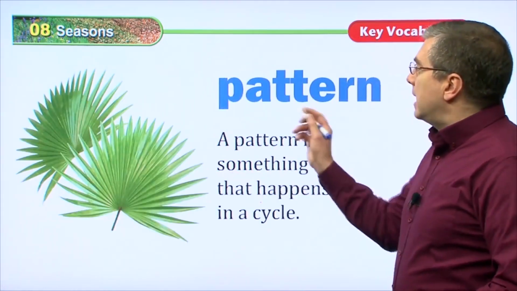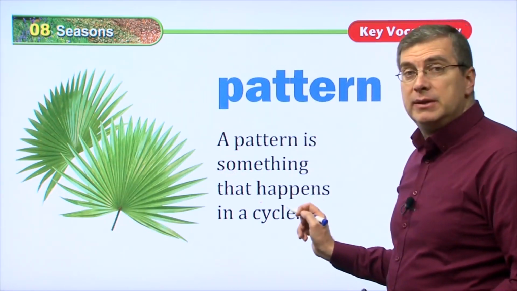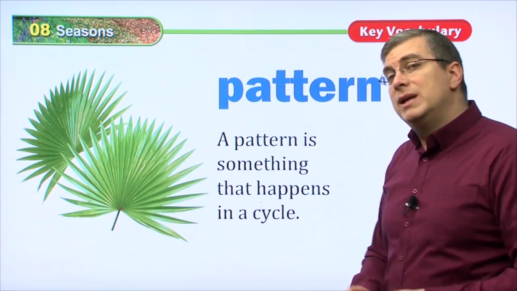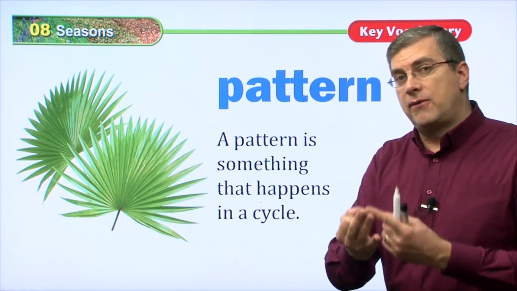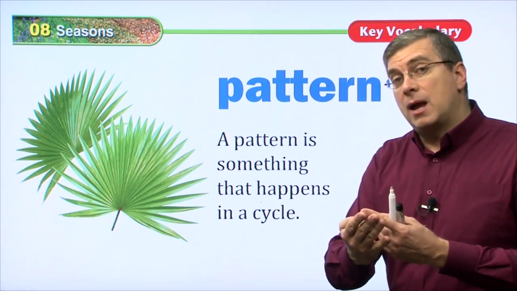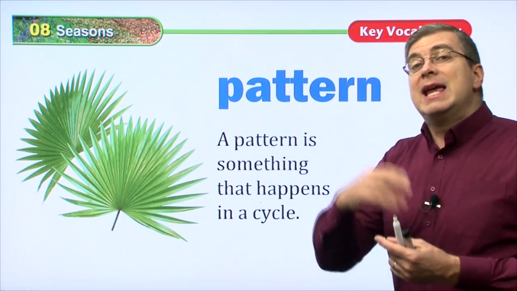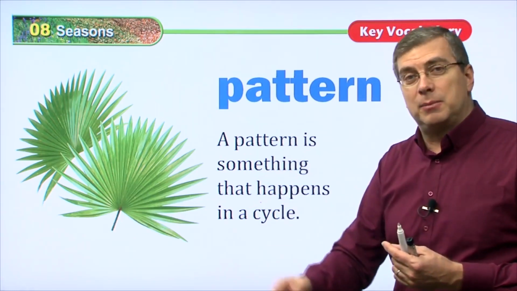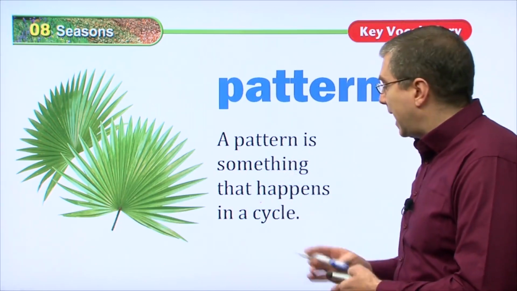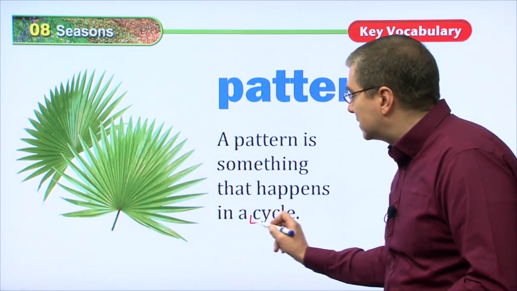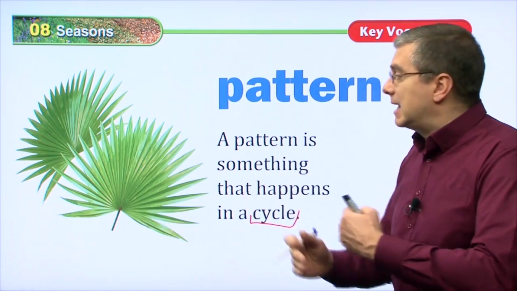Okay. The next word we have is pattern. A pattern is something that happens in a cycle. Remember, we just talked about the seasons: spring, summer, fall, winter. What happens? It goes back to spring, and then it happens again. Every year, it happens the same way, and that follows a pattern. A pattern is something that happens in a cycle. So in other words, it repeats again and again.